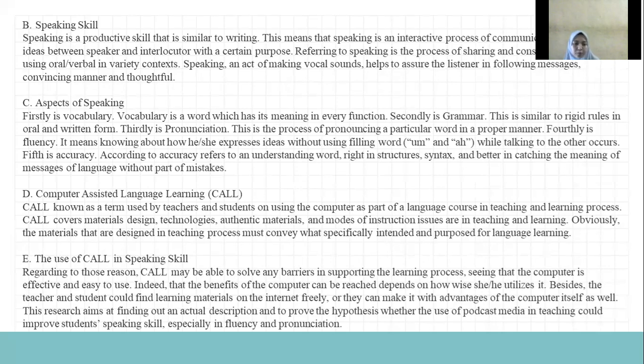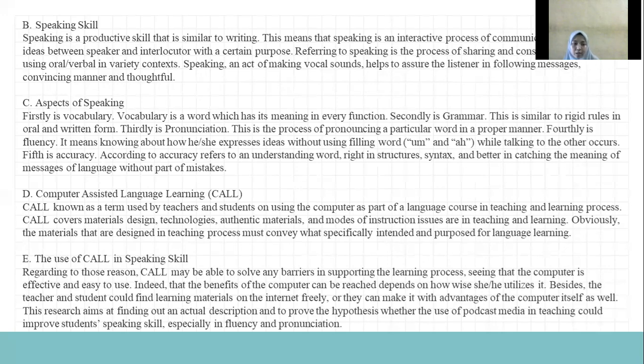And D, computer assisted language learning, CALL. CALL is known as a term used by teachers and students in using the computer as a part of a language course in the teaching and learning process. CALL covers material design, technologies, authentic material, and models of interaction in teaching and learning.